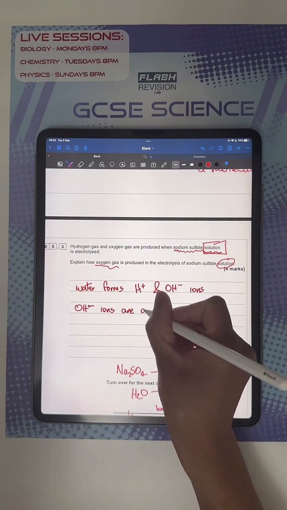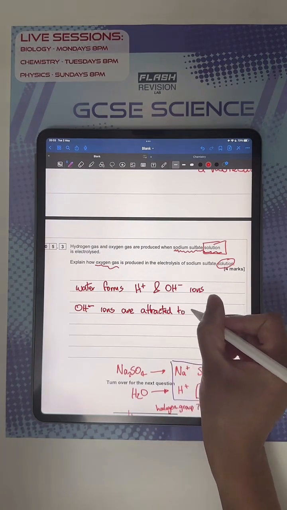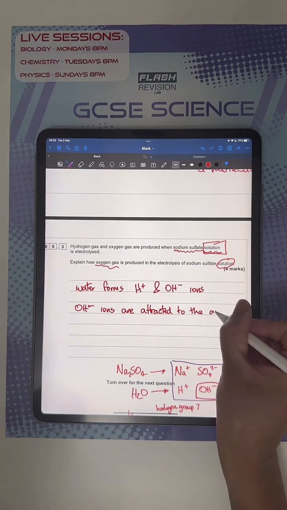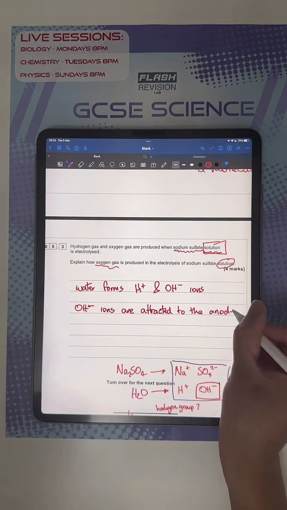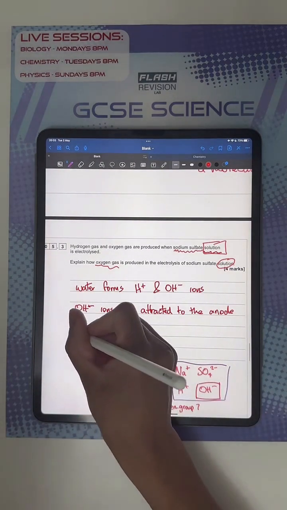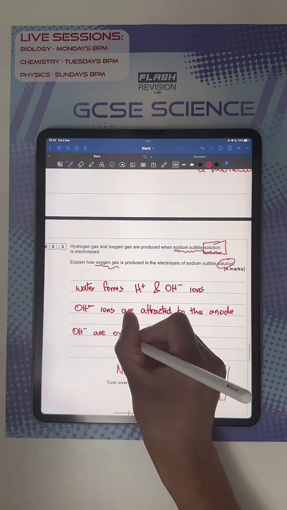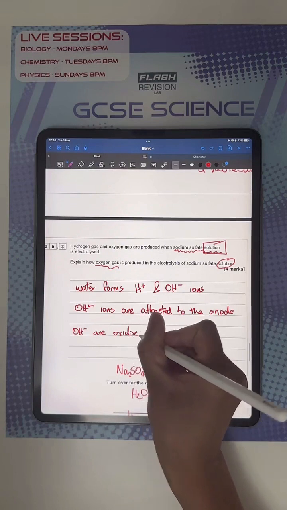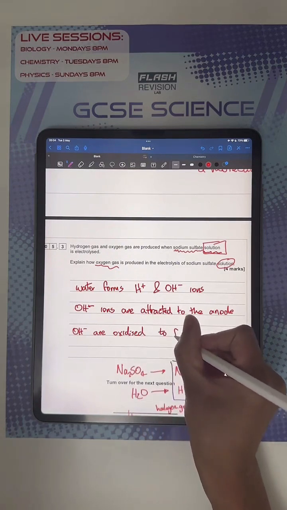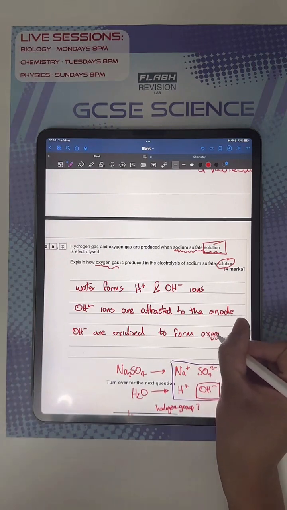are attracted to the anode. And then, like we said, at the anode, we have oxidation. So OH minus ions are oxidized to form oxygen.